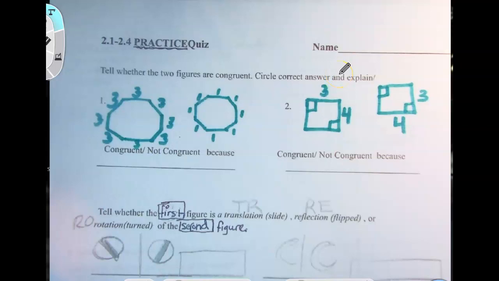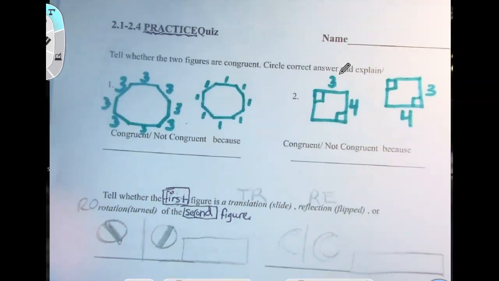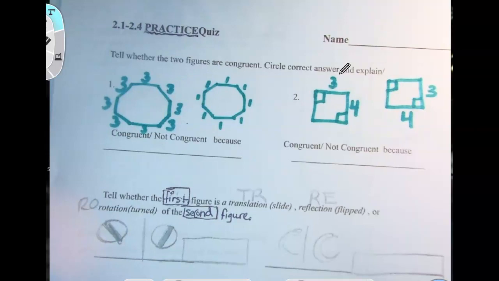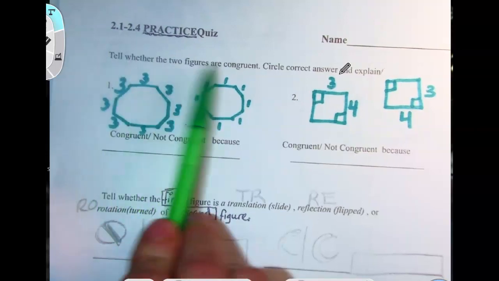Okay, now we are here with our practice quiz for 2.1 through 2.4. You should have reviewed your notes and you should also have them out by you to reference. So this is the practice quiz, which is going to be similar to your quiz in the same order as well. So the first two questions are asking you to tell whether the two figures are congruent or not.